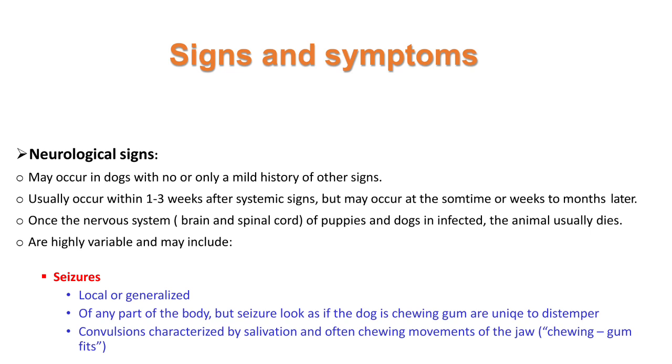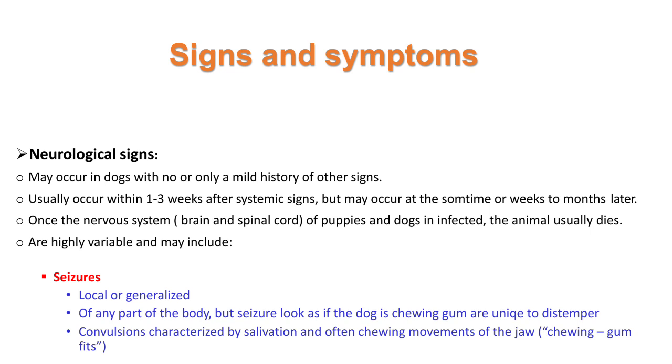Along with them, there are some neurological signs which may occur in dogs with no or only a mild history of these other signs, or usually occur within 1 to 3 weeks after systemic signs, but may occur at some times weeks to months later. Once the nervous signs, brain and spinal cord, appear in puppies and dogs, the animal usually dies. Once these signs appear, the dog usually dies, and there is a poor prognosis.